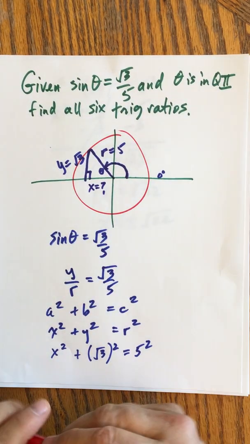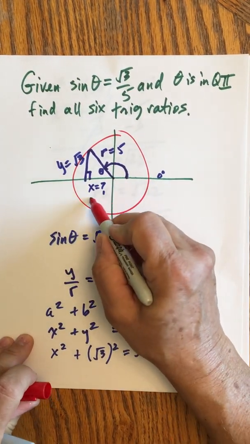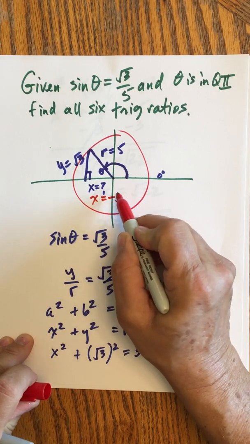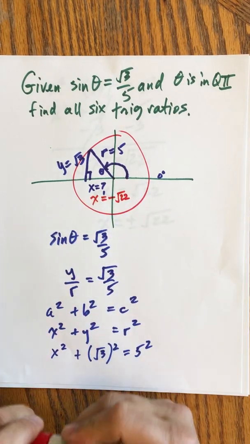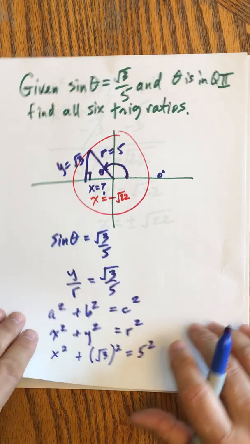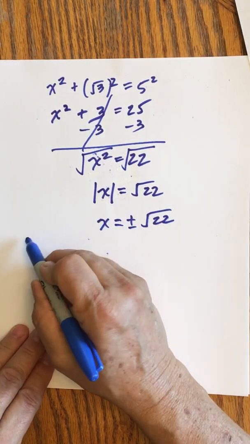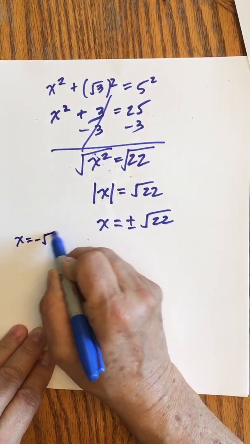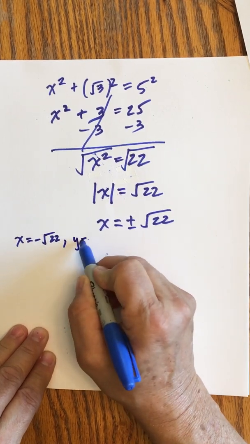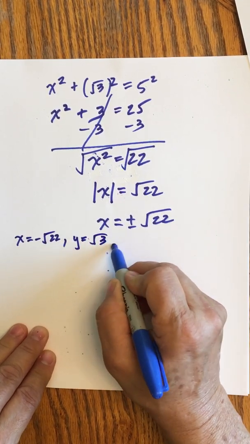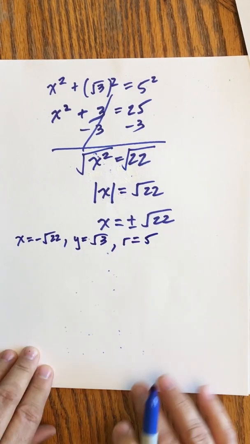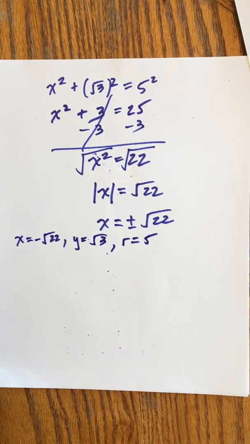Quadrant 2, we know x has to be negative, so x is negative square root 22. Okay? So now we know that x is negative square root 22, y is square root 3, and r is 5. Right? Now that we know x, y, and r, we just use the definitions, right?